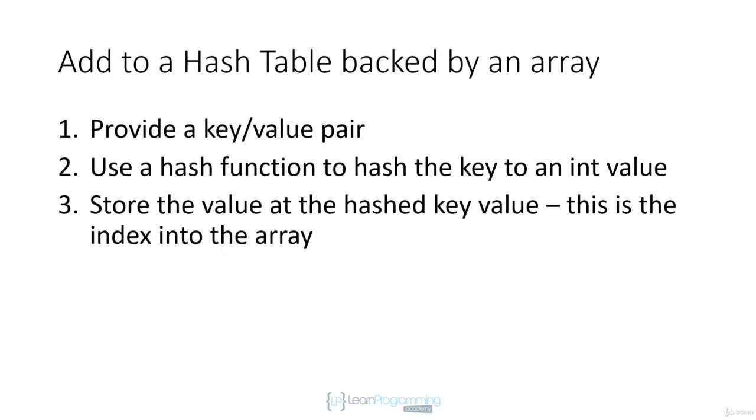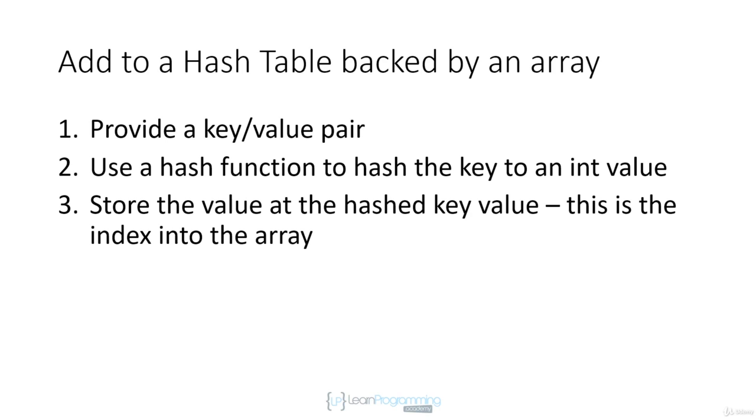So to add to a hash table backed by an array, we would provide the key value pair, and then we would use a hash function, or in Java's case, we'd say a hash method, to hash the key to an int value. So let's say we want to add Jane Jones and we provide the key Jones. We would have a hash function that hashes Jones to an int value, and then we would store Jane Jones at the hashed key value. And so if Jones hashed to the integer 4, we would store Jane Jones at index 4 in the array that's backing the hash table.